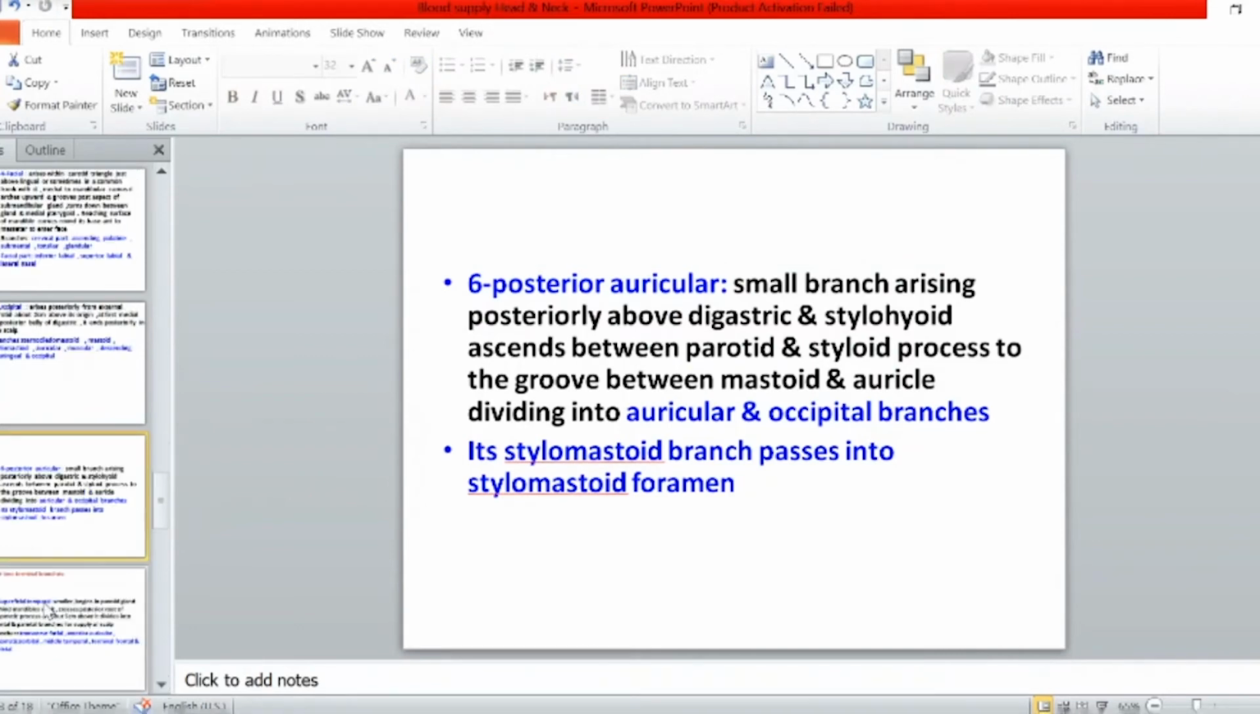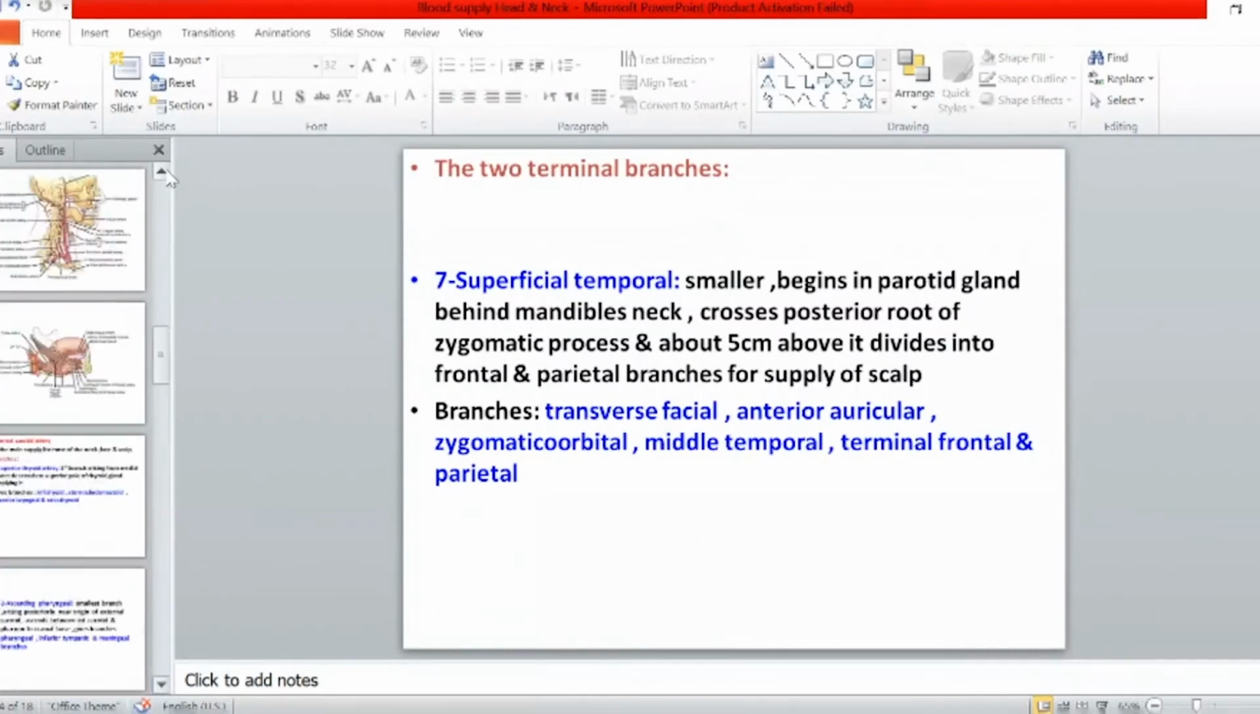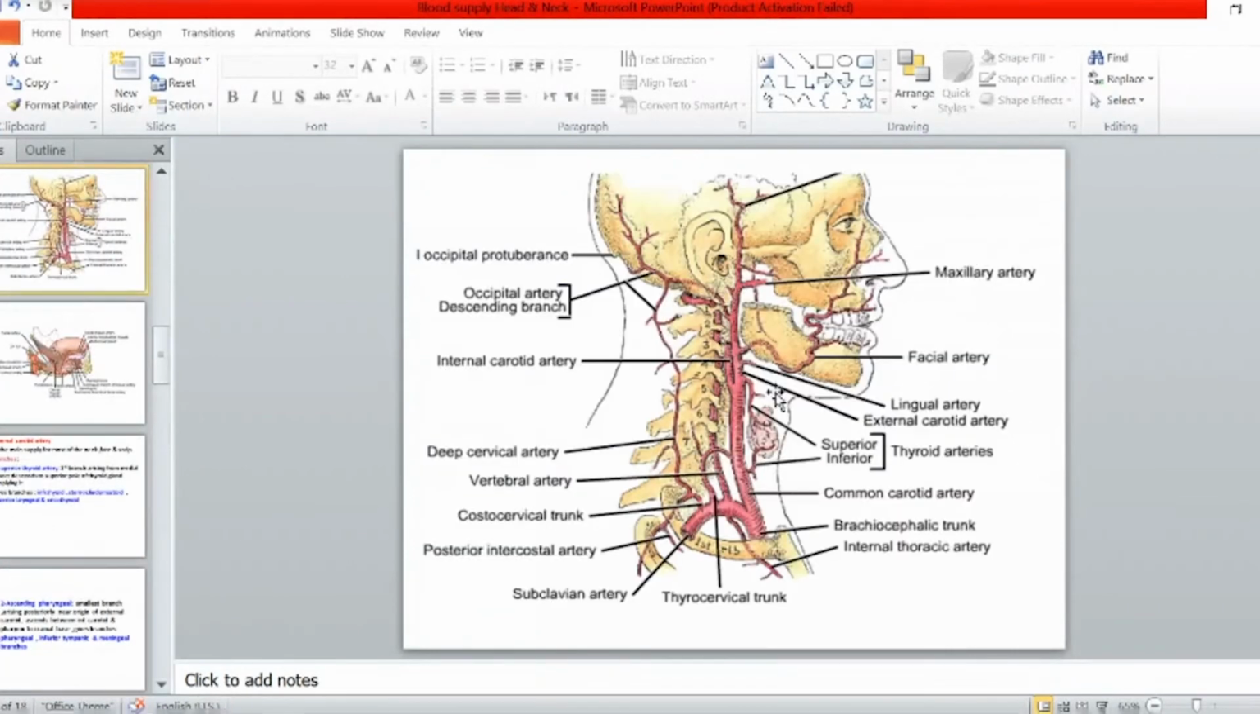Then the external carotid artery divides into two terminal branches, as I said, within the parotid gland. These are the superficial temporal and the maxillary branch. Now the superficial temporal artery, we have studied this with the face. It emerges from the superior pole of the parotid gland, ascends upward, anterior to the auricle, and then divides into frontal and temporal branches for the supply of the skin of the scalp.